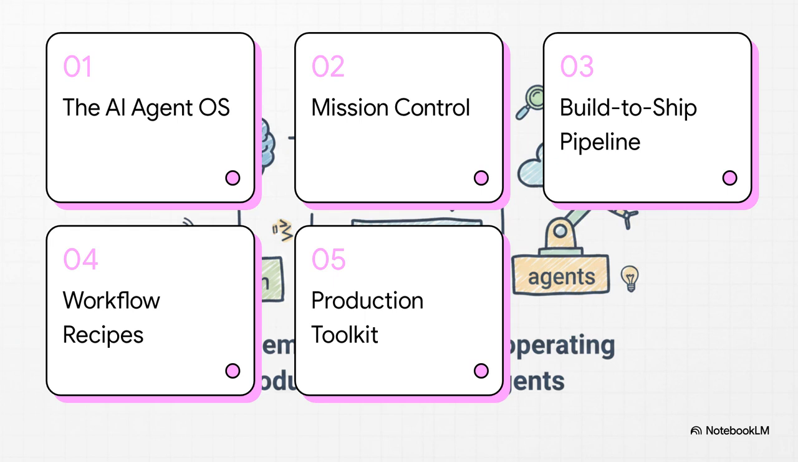So here's the game plan. We'll start with the big picture concept, the AI Agent OS. Then we'll zoom into what they call mission control. After that, we'll walk through the build-to-ship pipeline, check out some really cool ready-made workflow recipes, and then wrap it all up with the toolkit that gets your agent truly production-ready.